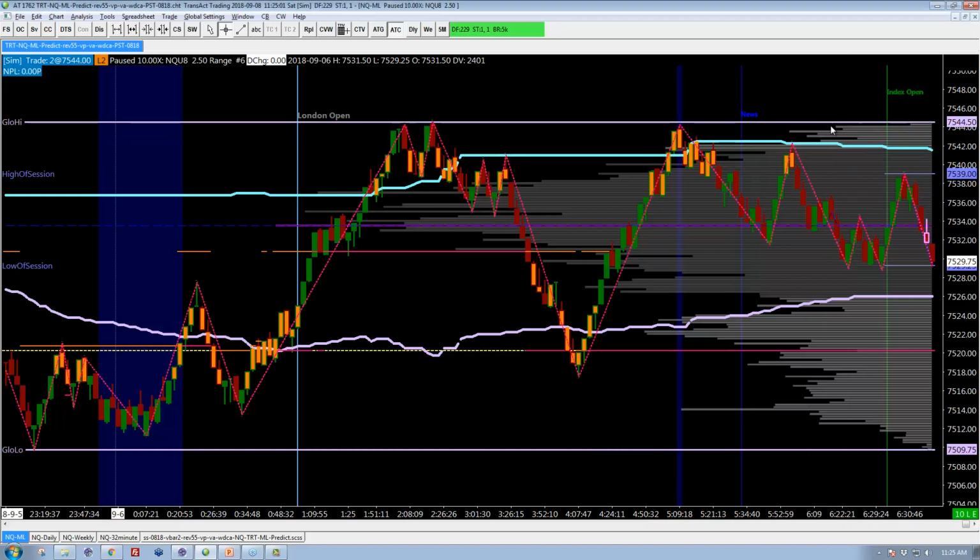Right here, do you see? It's the gray bars in the background. There's sort of like 2 little profiles. There's 2 distributions, I should say. This entire thing together is the volume profile at the start of the day here.